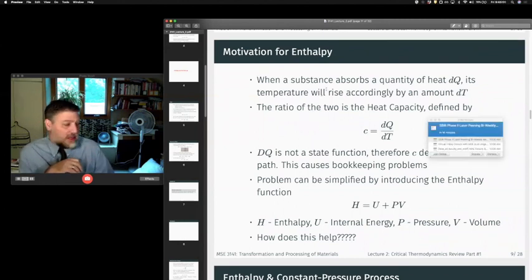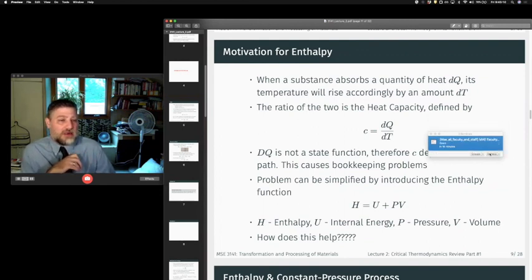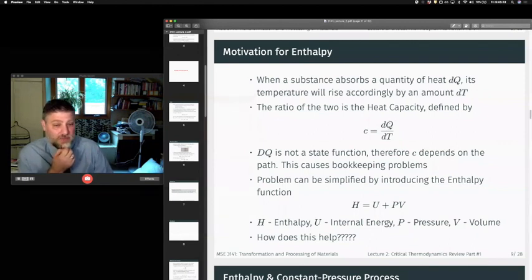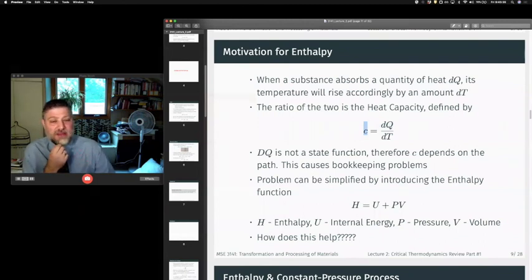So when we absorb a small quantity of heat, its temperature is going to rise by some amount dT, right? Small change in heat, small change in temperature. The ratio of these two is the heat capacity. But we said before that dq is not a state function, so it seems odd: this heat capacity is a function of the path. And that causes us bookkeeping problems. It's not easy to work with this.